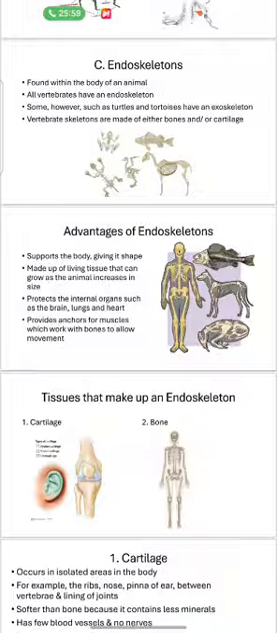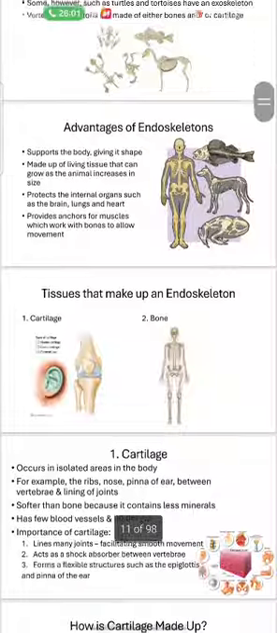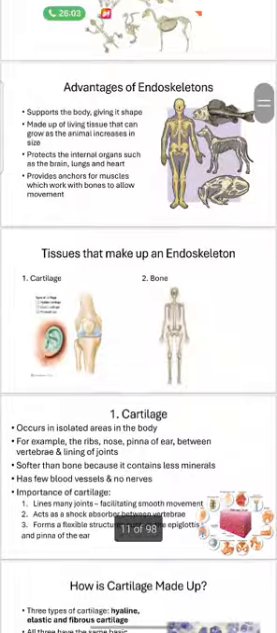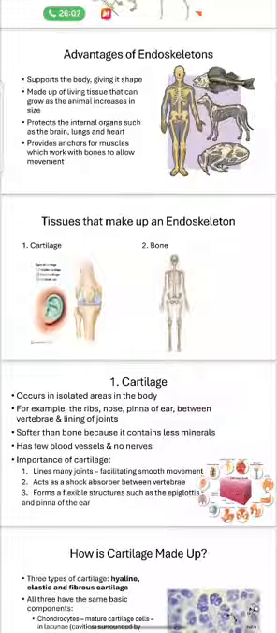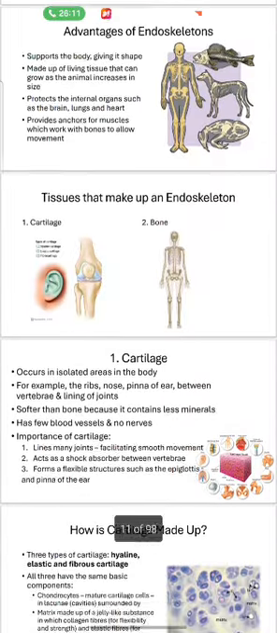And then tissues that make up an endoskeleton. So you have cartilage and bone. There are three types of cartilage. They are hyaline cartilage, elastic cartilage, and fibrocartilage.